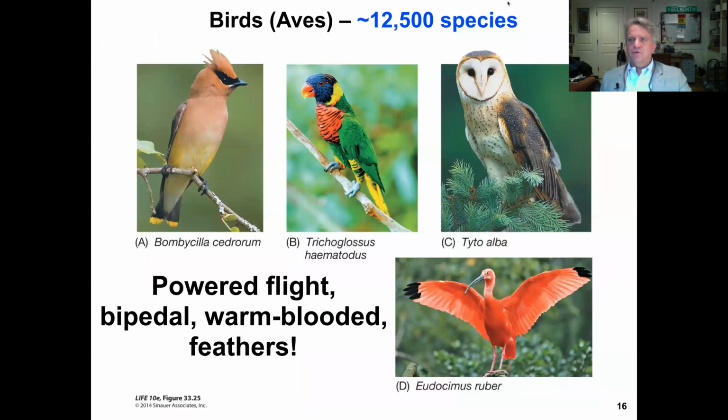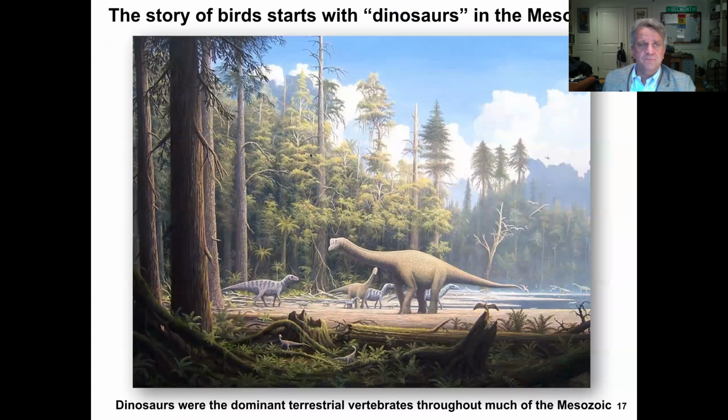Okay, so here is that corrected species diversity I promised. Birds are about 12,500 species. Birds have powered flight. They're bipedal, meaning that they walk or rest on 2 legs. That is because the other limbs obviously are modified into wings. They're endothermic, meaning that they're warm-blooded, and they have this unique trait of feathers.